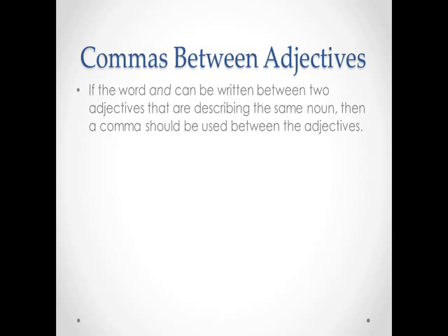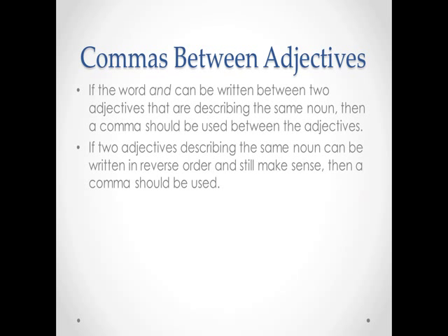Commas between adjectives. If the word "and" can be written between 2 adjectives that are describing the same noun, then a comma should be used between the adjectives. If 2 adjectives describing the same noun can be written in reverse order and still make sense, then a comma should be used. So in this example, she is a strong, intelligent woman. Strong and intelligent are adjectives used to describe the woman.